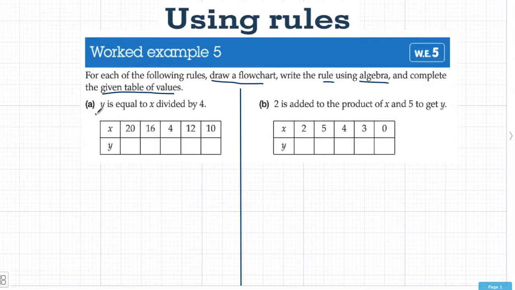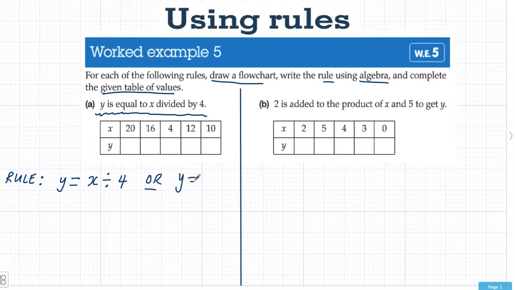So the first thing to do is to look at what the rule is that we're given. So it says here y is equal to x divided by 4. So I'm going to write my rule first, which is y is equal to x divided by 4. Or if you want to write that properly with the algebra, you would say y equals x/4, like that. So that's our rule done. That's the first part. The next part is we're going to create a flowchart.